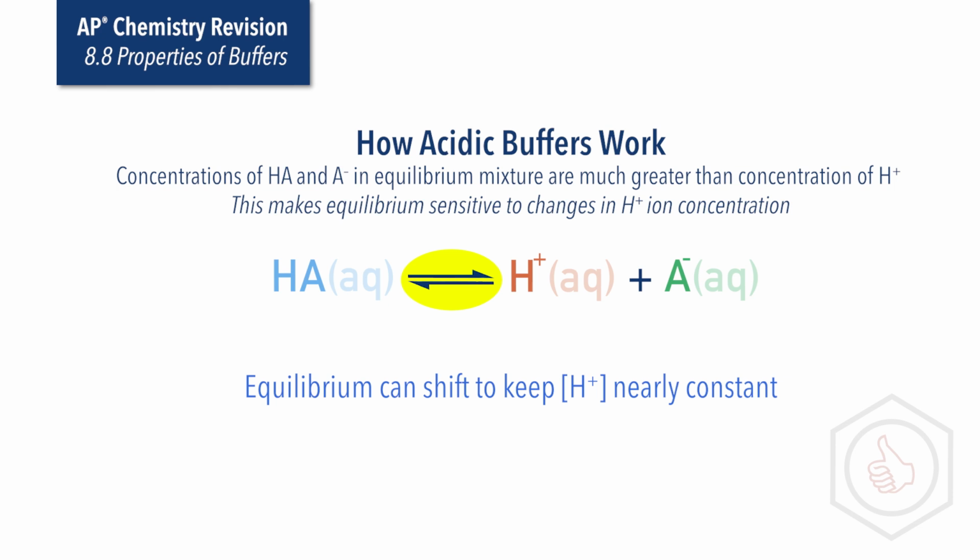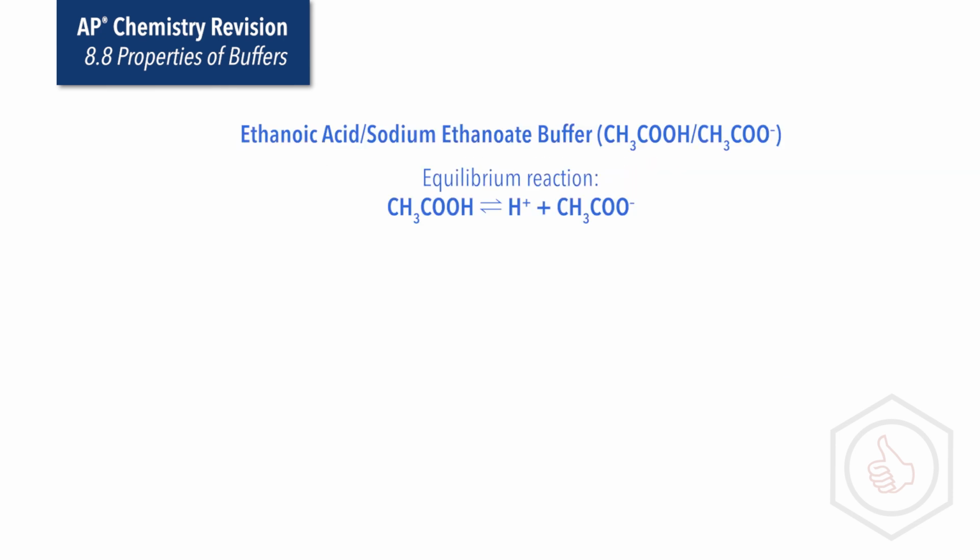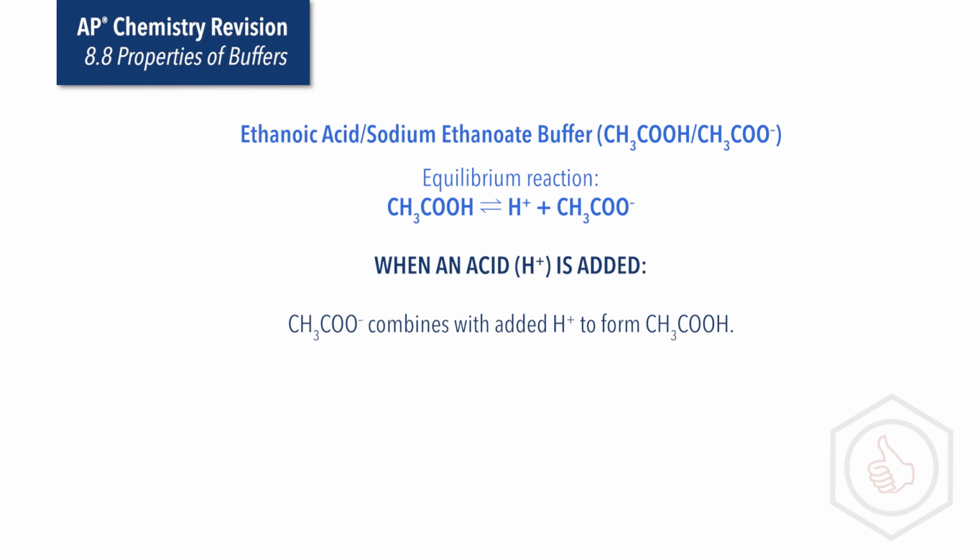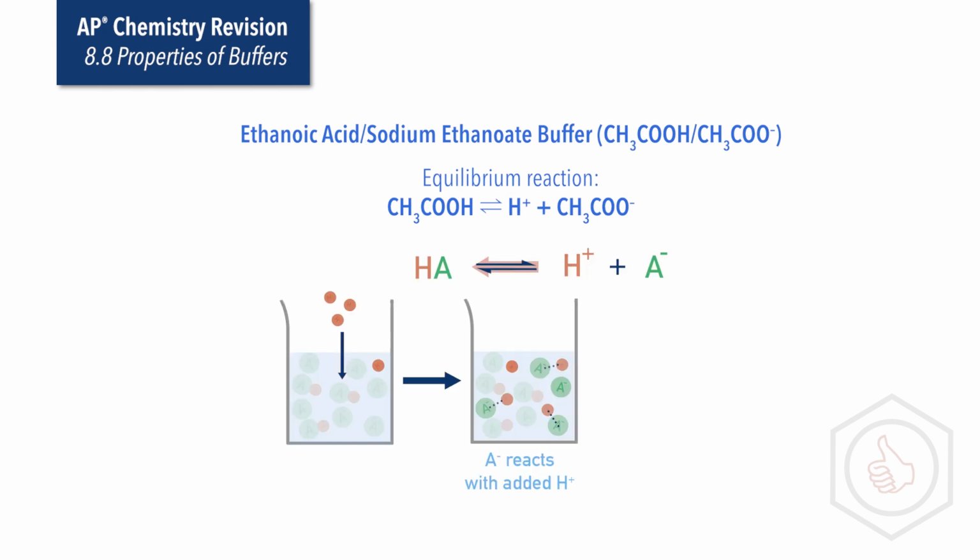Note, to make these equations look slightly simpler, H+ ions are used instead of H3O+ ions. Remember, H+ and H3O+ can be used interchangeably. For example, in the ethanoic acid and sodium ethanoate buffer system, when an acid is added, H+ ions are introduced. The CH3COO- combines with the added H+ ions to form CH3COOH. In other words, A- ions accept H+ ions to form HA.